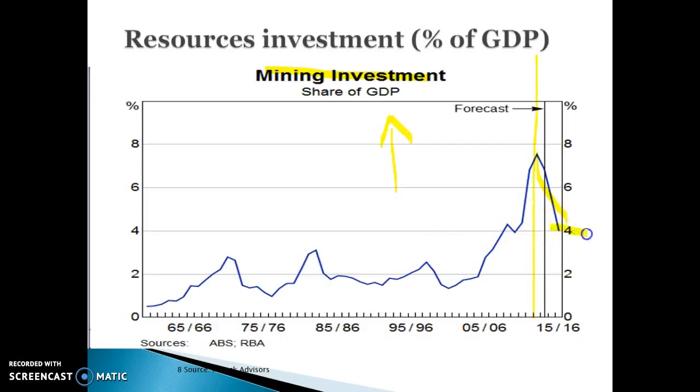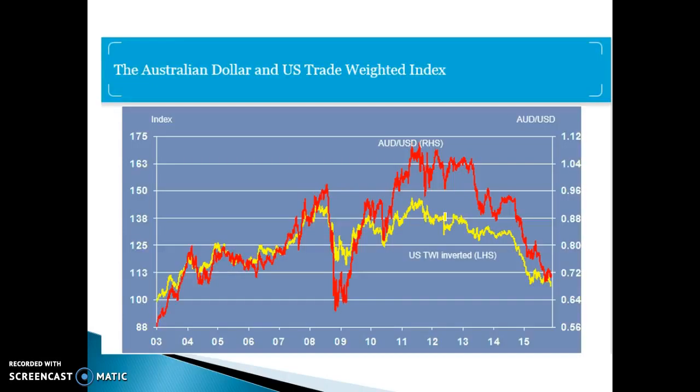Now we've basically finished the investment phase of the mining boom, and the level of investment has fallen considerably, down to 4%. As you can see, it's still higher than what it was throughout all of the 60s, all the way to 2005, 2006. So mining investment is not low, it's just considerably lower than what it was at its peak, and therefore leading to less growth within Australia.